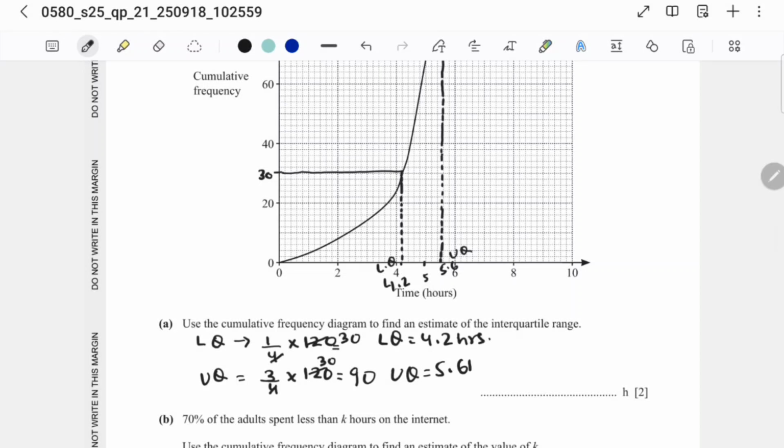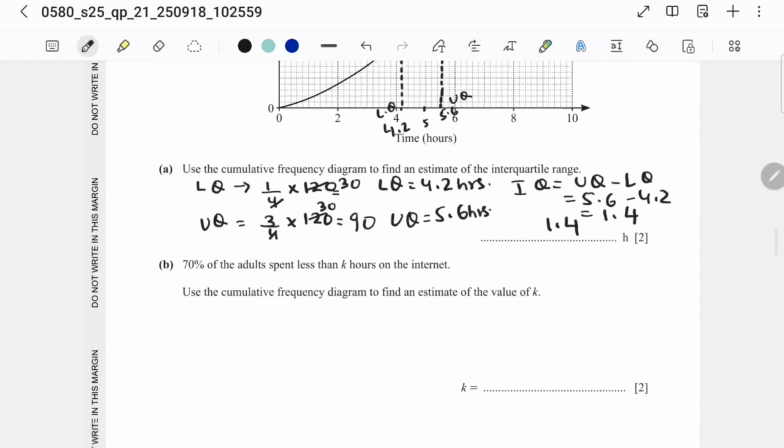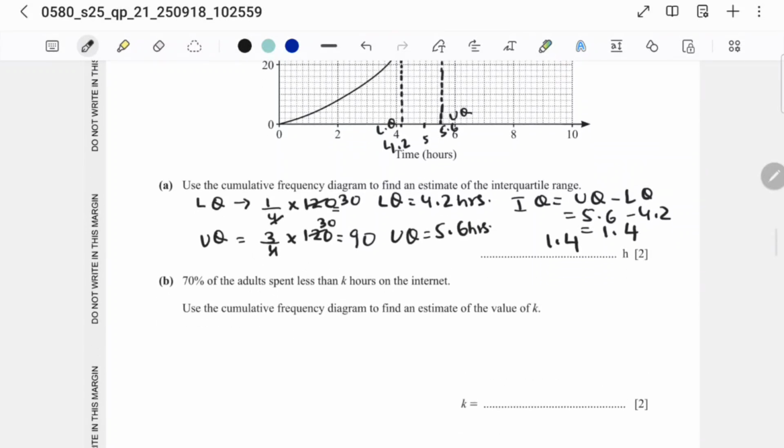And the interquartile range is the difference between both the upper and lower quartiles. So interquartile range is equal to the upper quartile minus lower quartile, which is 5.6 minus 4.2. And this is simply 1.4, the answer for the difference between the upper and the lower quartile. Part B, 70% of the adults spent less than K hours on the internet. Use the cumulative frequency diagram to find an estimate of the value of K.